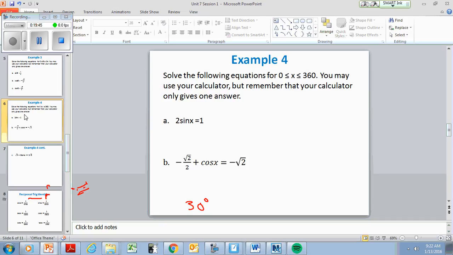In any case, let's see. Here's what we're going to do. We're going to isolate sine x, because sine x doesn't even look good.